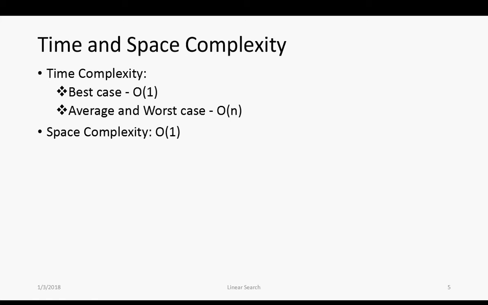Talking about the space complexity, what is the extra space that we need in the case of a linear search? It's O of 1. We haven't utilized any array, linked list, or any other data structure to store a temporary result. So hence its space complexity is O of 1.